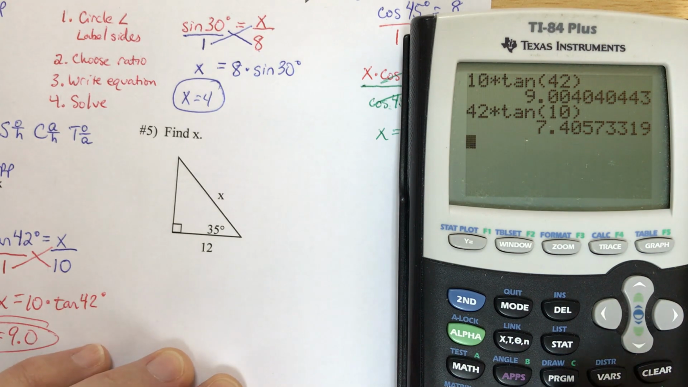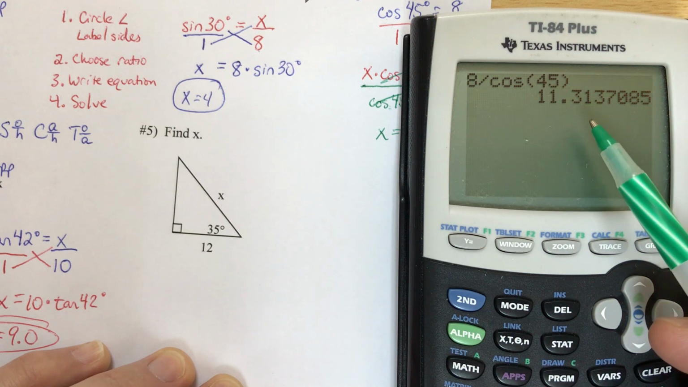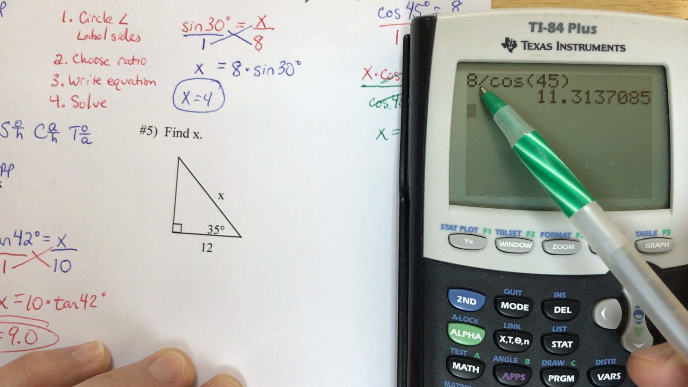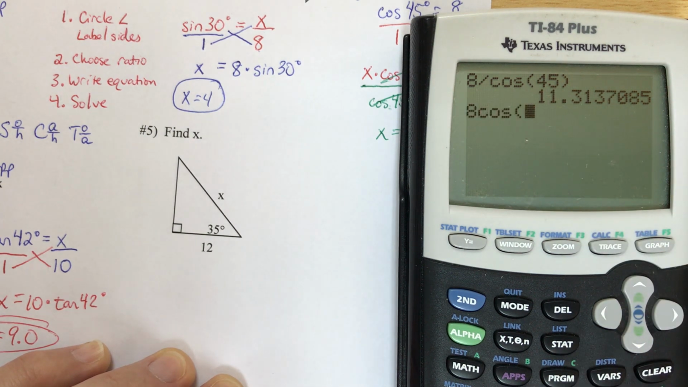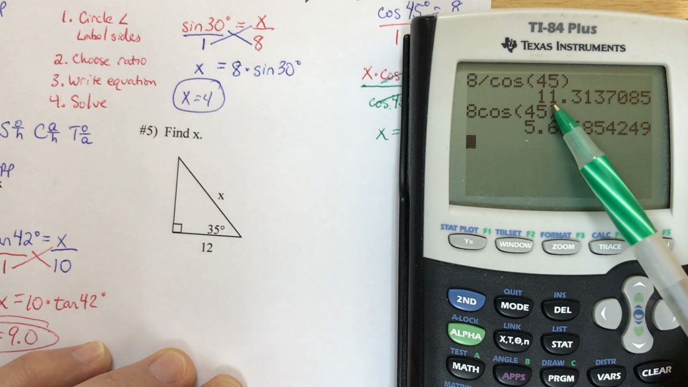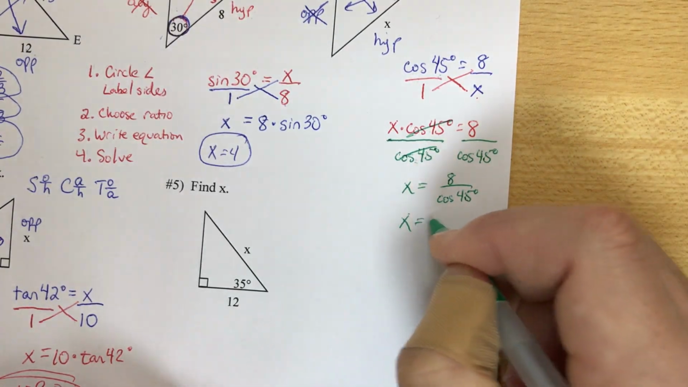Okay, so I'm going to take 8 divided by cosine 45 degrees. And we get 11.3. Now again, just to show you, what if I accidentally make a mistake and I don't put that division sign? What if I type 8 cosine 45? Now what I'm doing is multiplication. I get a totally different answer. All right, so again, you got to be careful here. This is 11.3. That is our solution. So x equals 11.3.